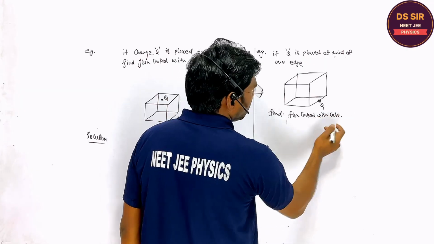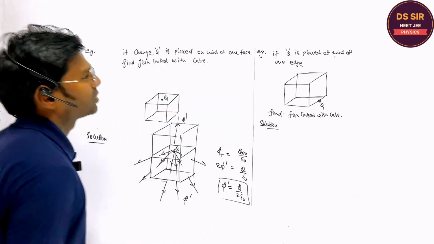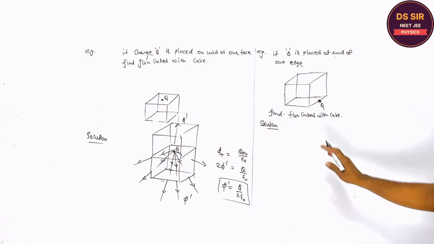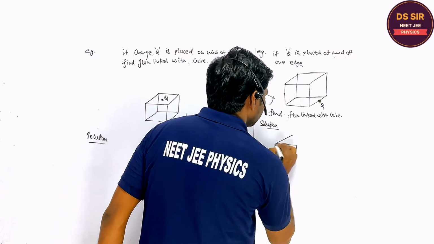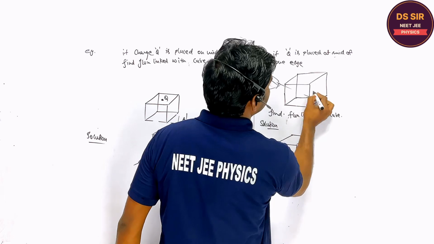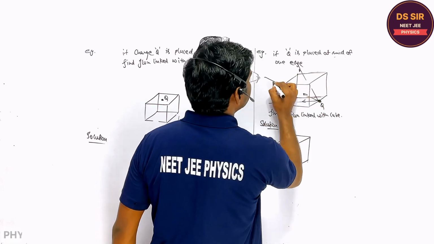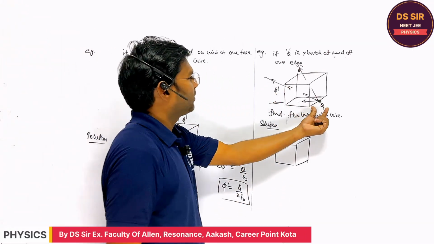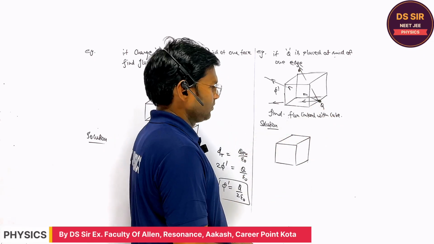This is the question. Now let's see how to solve this question, right? First copy the question. This is the cube, suppose this is the cube over here. I'm making the small cube, right? Suppose the flux linked with this cube is nothing but phi dash. But this charge q is not enclosed by anything, right?